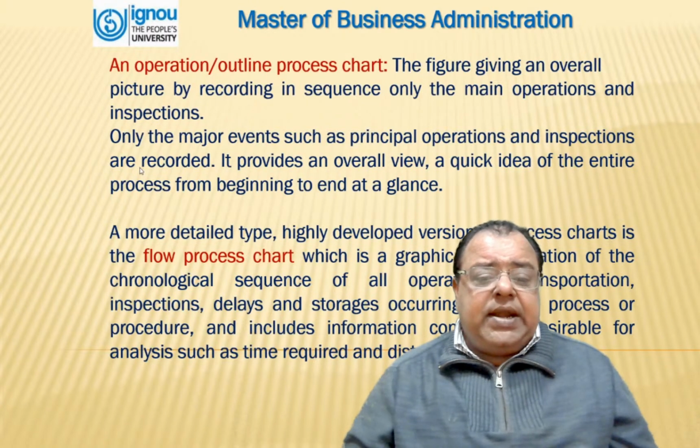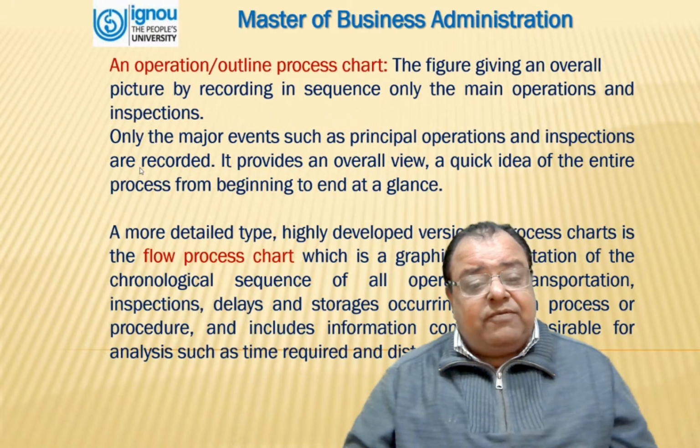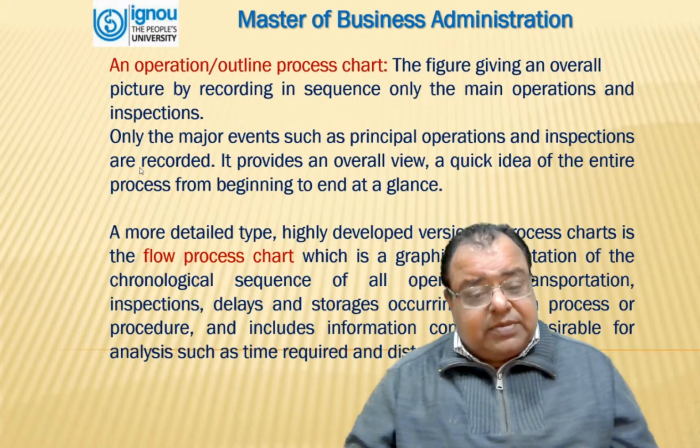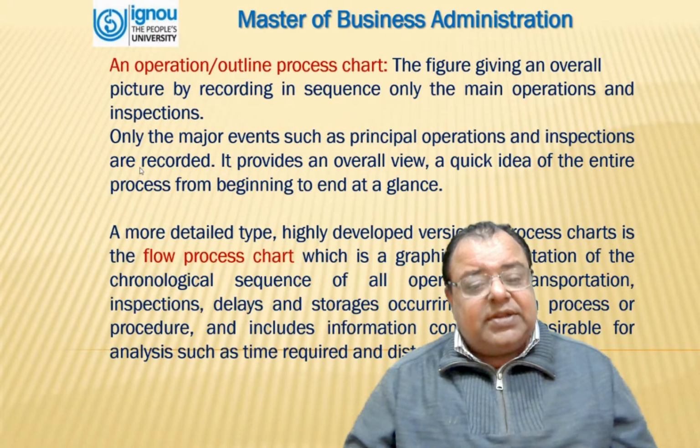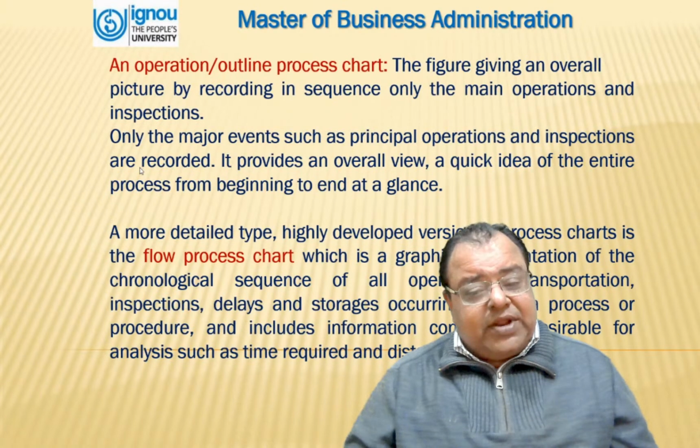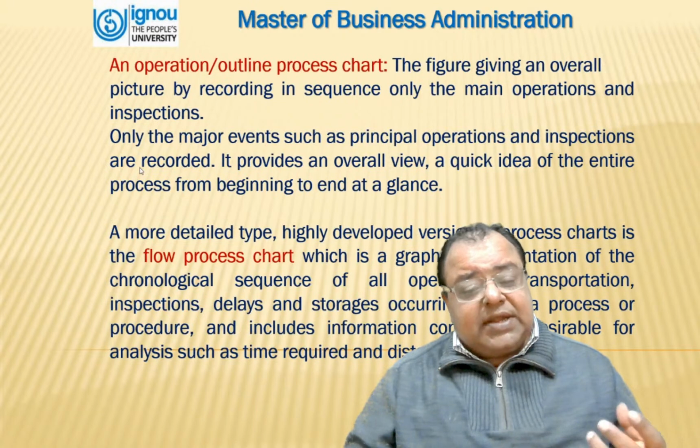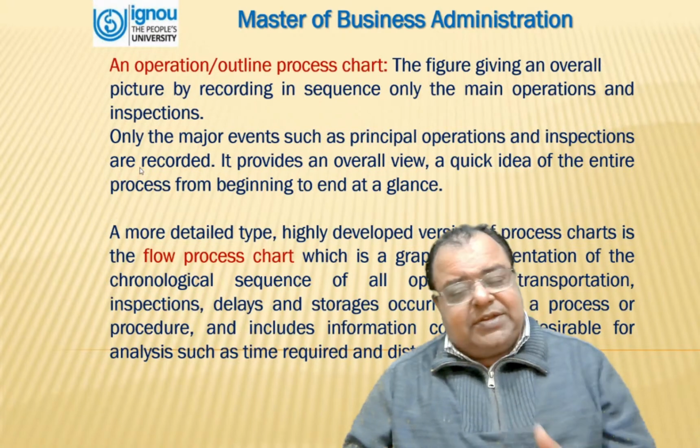A more detailed, highly developed version of the process chart is the flow process chart, which is a graphical representation of the chronological sequence of all operations, transportations, inspections, delays, and storages occurring during a process or procedure, and includes information considered desirable for the analysis, such as time required and distance moved.